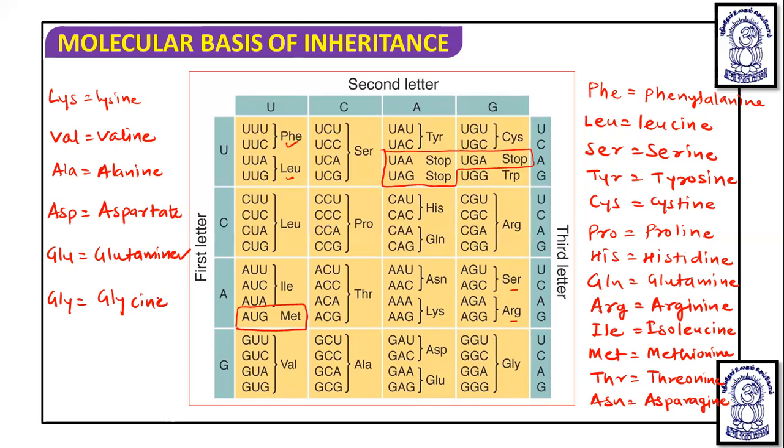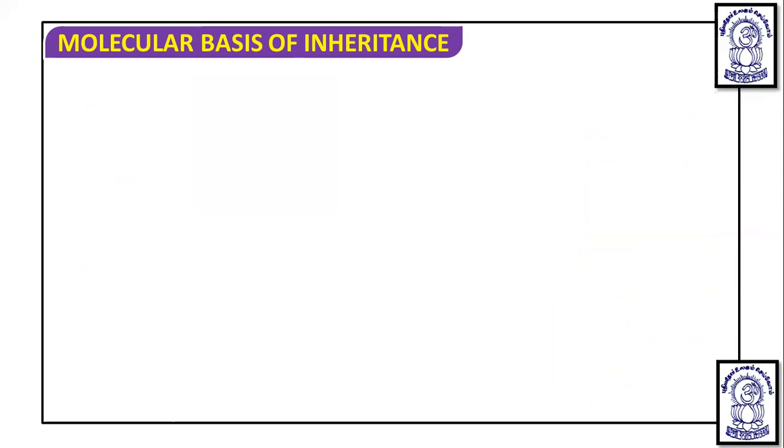All these 20 amino acids are coded by these particular symbols. By reading this checkerboard, the 64 codons code for the 20 amino acids. At some positions, you will see that 4 or 6 codons code for one amino acid. But you should remember that AUG is the starting codon, the methionine codon, and 3 are stop codons. These 3 do not code for any amino acid, so they are stop codons.